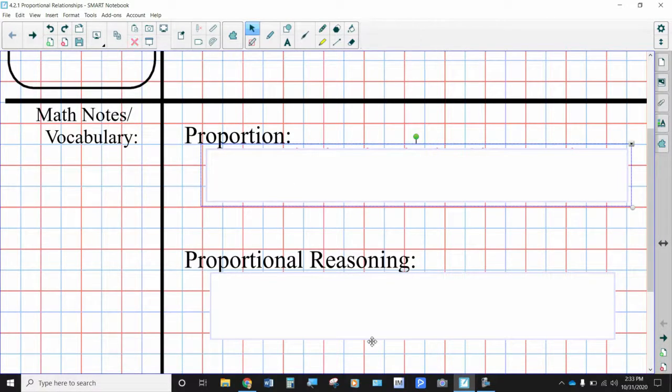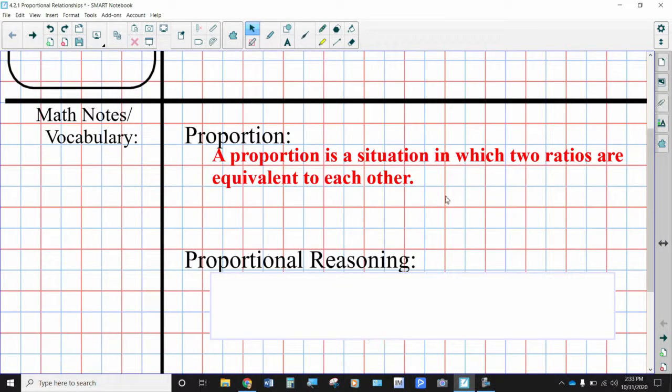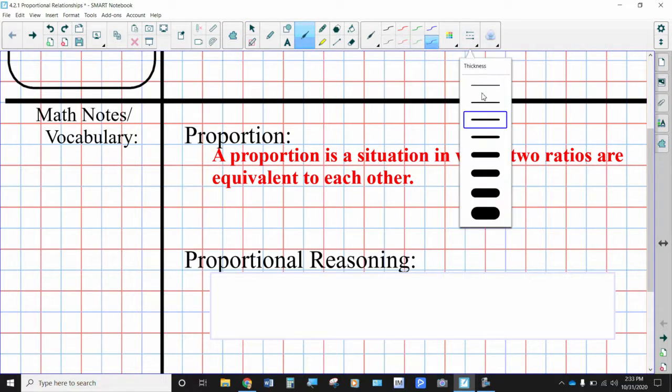So a proportion is a situation in which two ratios are equivalent to each other. So this is not like the word problem definition of how you recognize a proportion. Just the fact that something is proportional means that if you were to take data from that situation and compare them, it would form a couple of ratios that would be equivalent. So let's just talk about what we mean by two equivalent ratios.